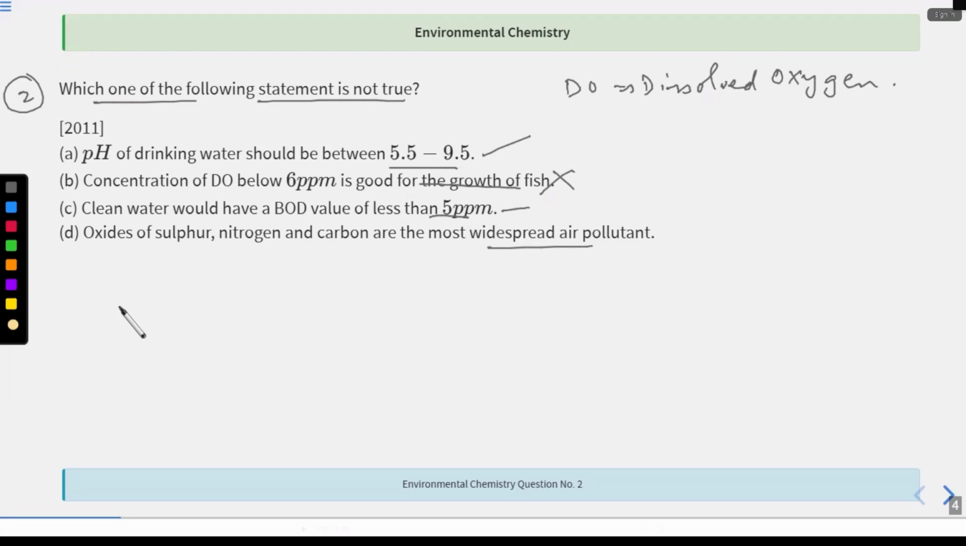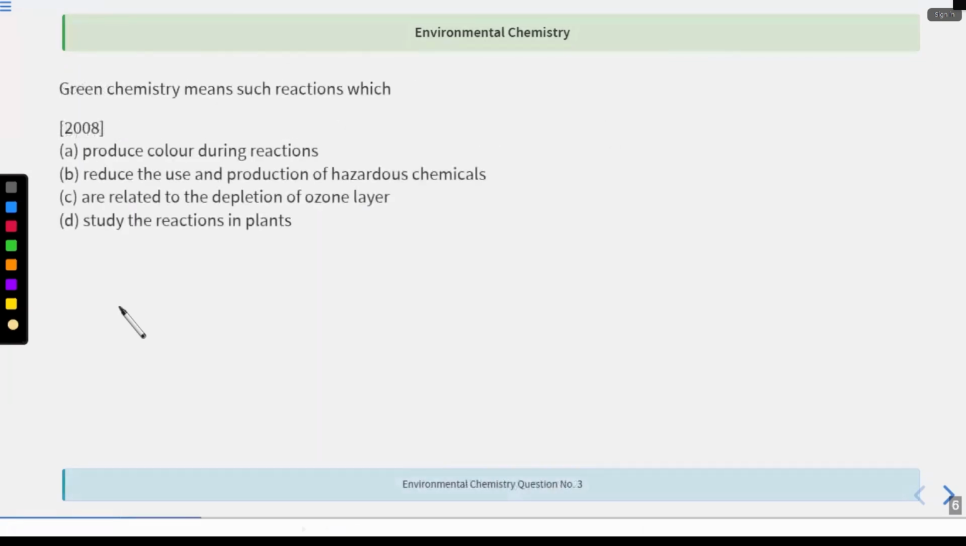So moving ahead, question number three. Green chemistry means such reactions which produce color during reactions. It is wrong. Reduce the use and production of hazardous chemicals. Related to depletion of ozone layer. This is also wrong. Study reaction plants. This is also wrong.